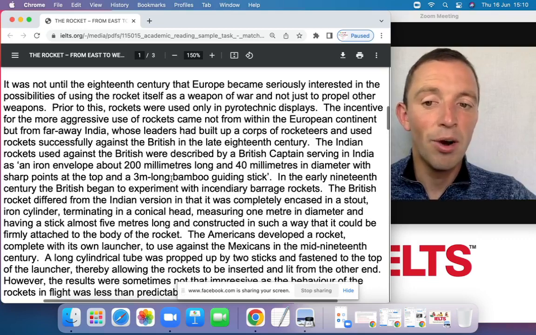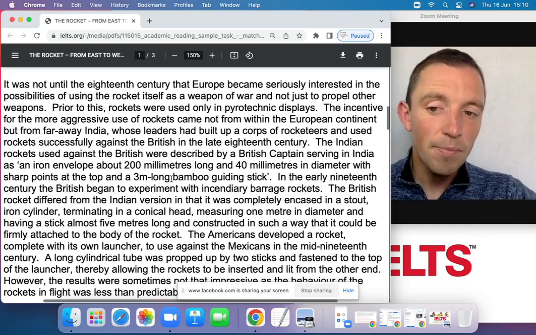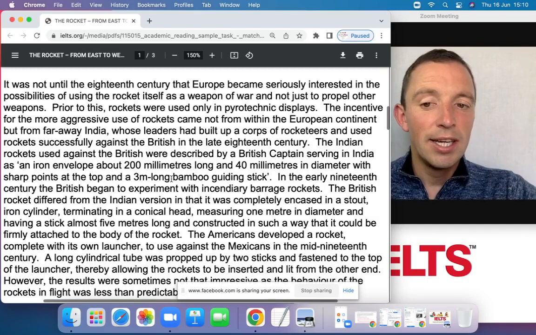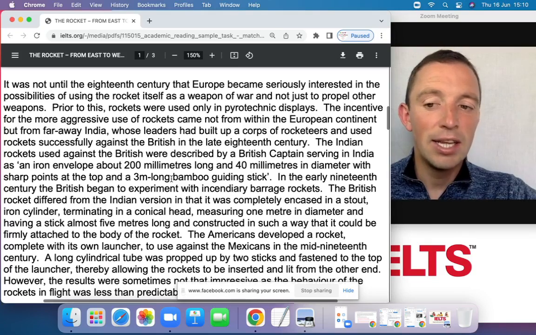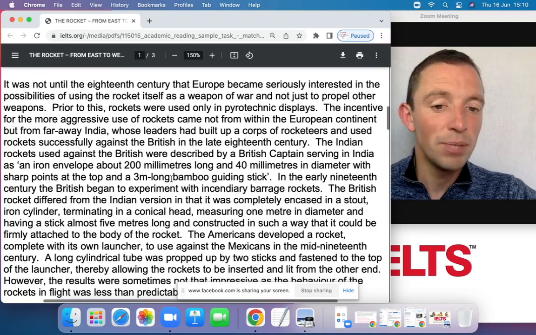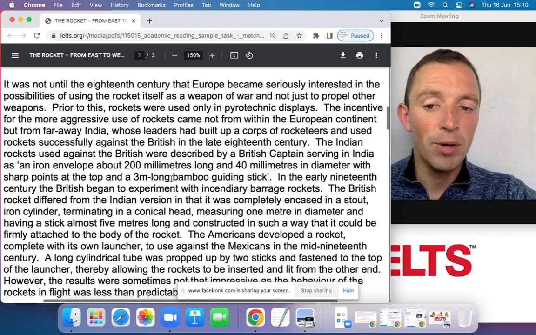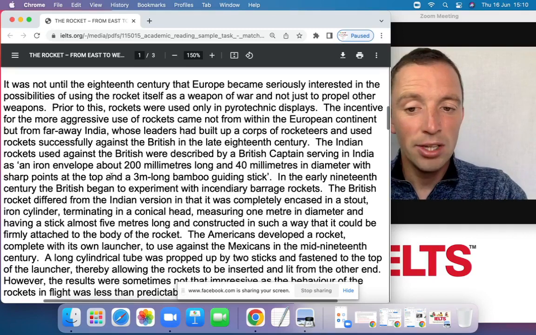The incentive for the more aggressive use of rockets came not from within the European continent, but far away from India, whose leaders had built up a corps of rocketeers and used rockets successfully against the British in the late 18th century. The Indian rockets used against the British were described by a British captain serving in India as an iron envelope about 200 millimeters long and 400 millimeters in diameter, with sharp points at the top and a 3-meter long bamboo guiding stick.